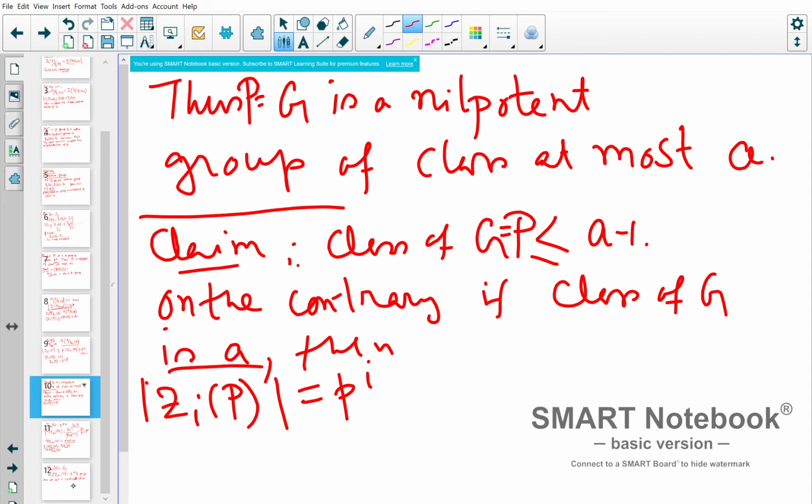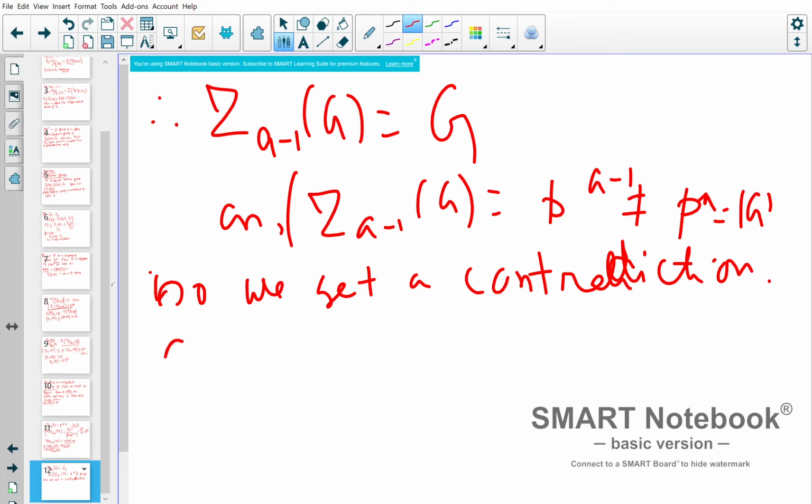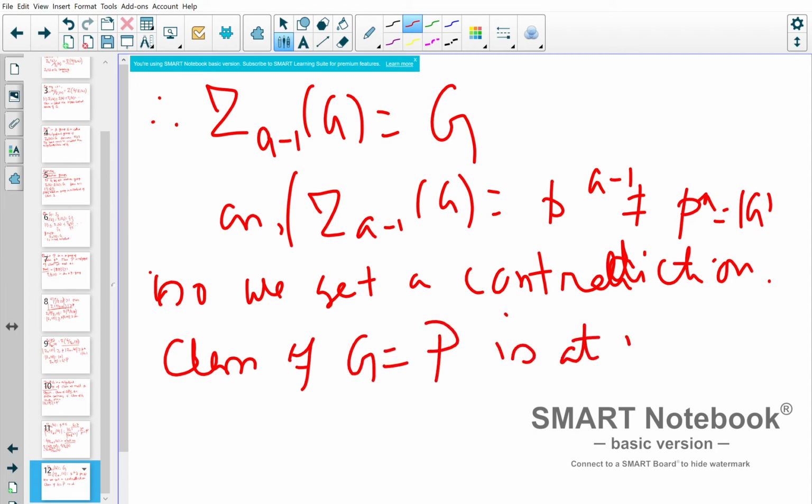So what does that mean? That means the class of this P group G, whatever, is at most A minus 1. Okay, at most A minus 1. It cannot be A. Okay, so we can have some example also.